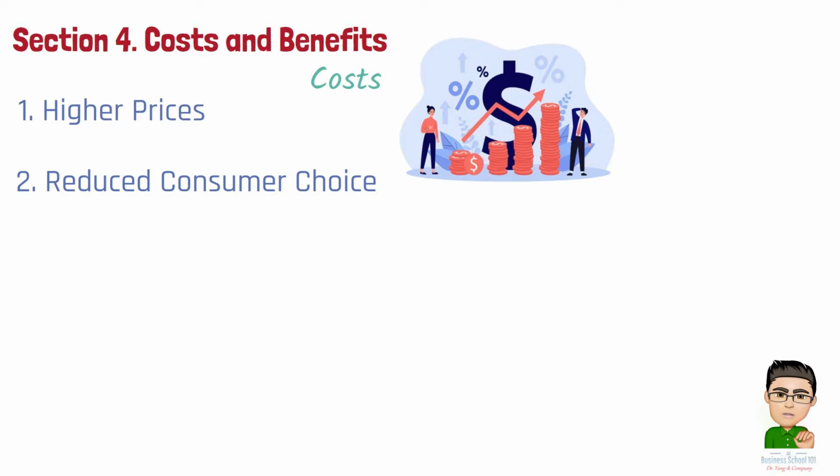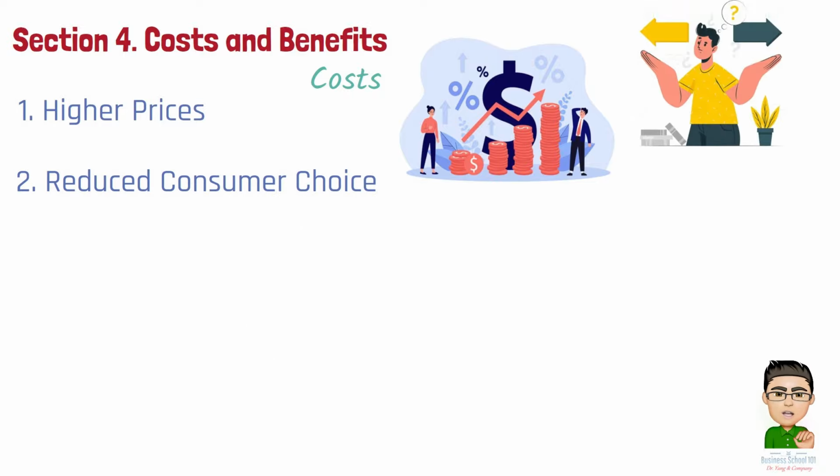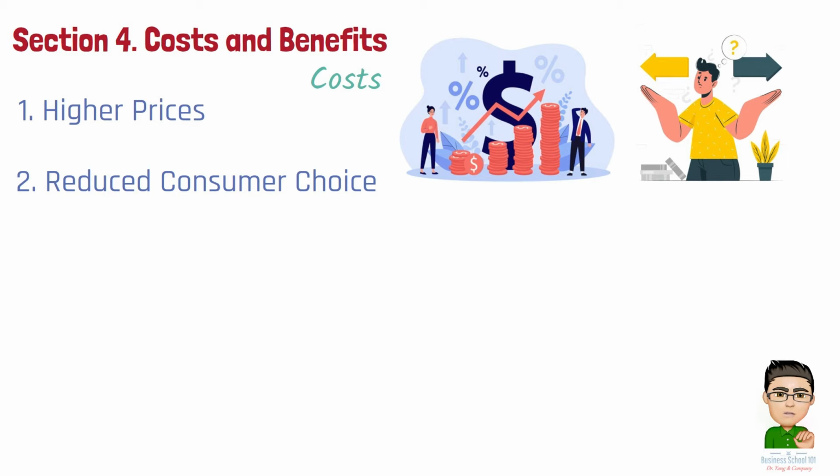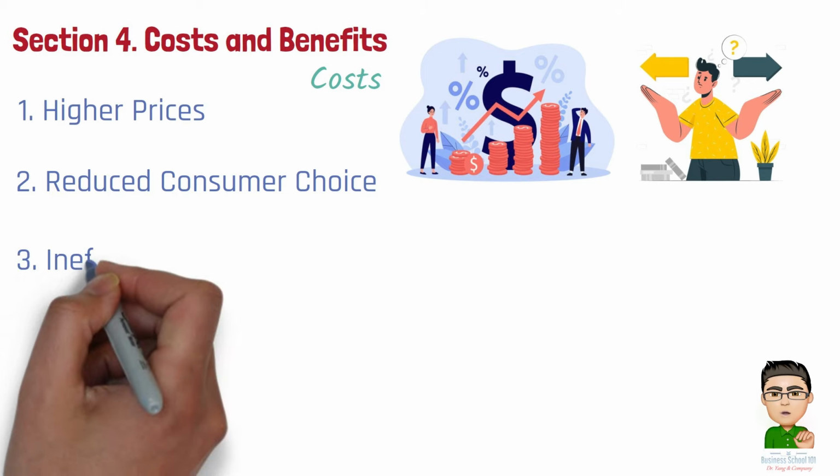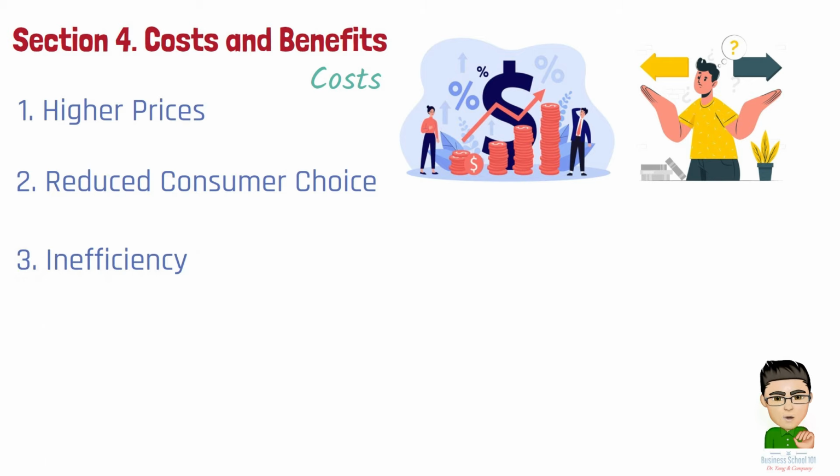With only one provider, consumers have limited options. This lack of choice can be frustrating for consumers and may stifle demand for the product or service. Number 3. Inefficiency. Monopolies may become complacent and fail to innovate or improve productivity over time. This can lead to inefficiencies and a failure to meet consumer demands effectively.